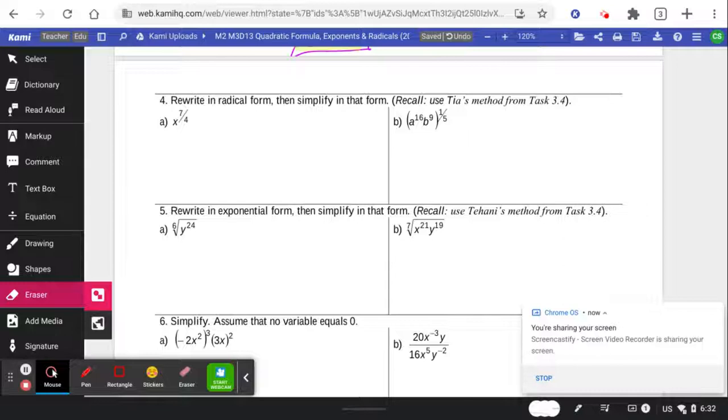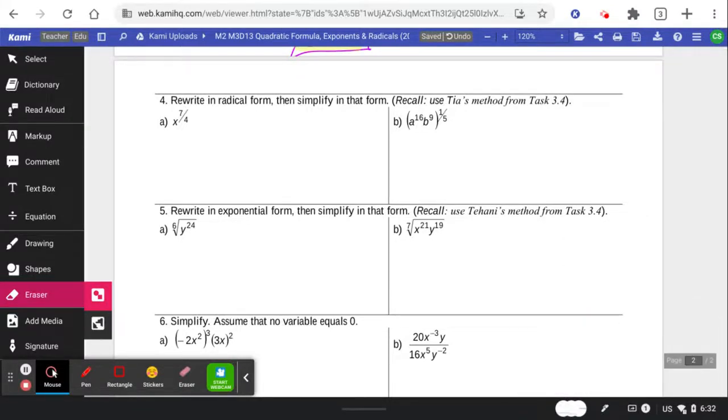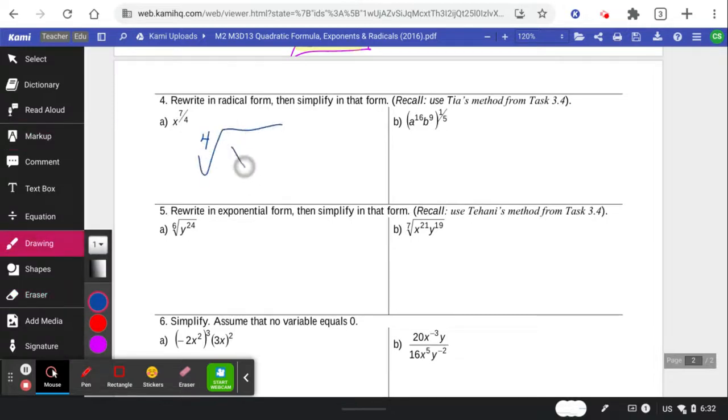All right, the back is reminding us about some of the review in radical form and exponential form. So let's check this out. It wants you just to rewrite this one. So if there's a 7 on top and a 4 on the bottom, that means that 7 is your exponent and the 4 is your index. So we would write this as the 4th root of x to the 7th.